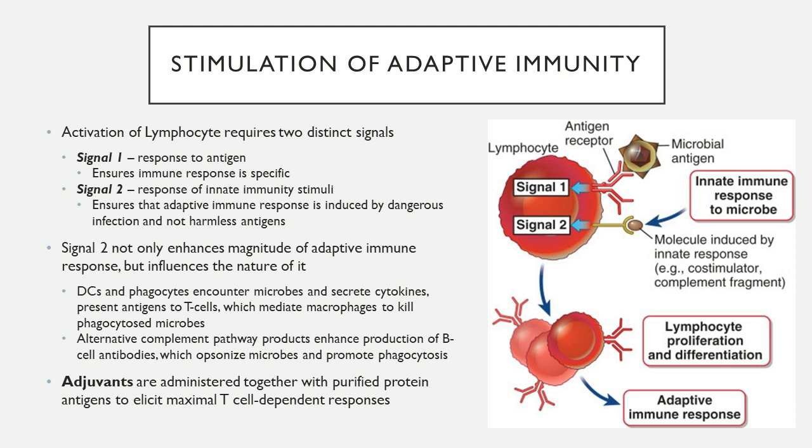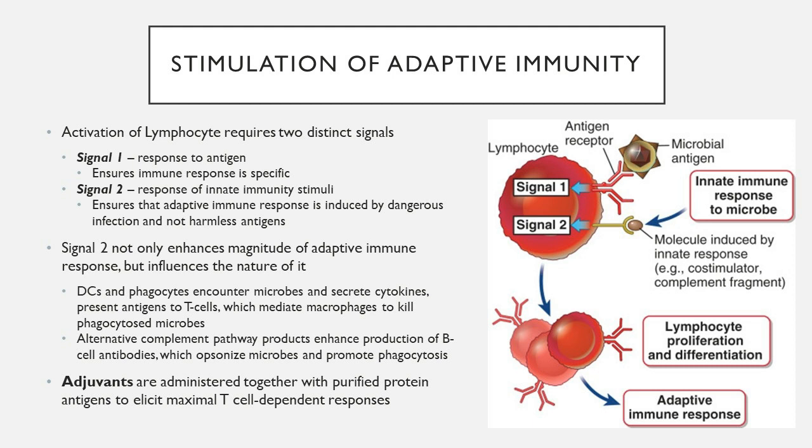Now, to close out this chapter, I just want to talk about the innate system's ability to stimulate the response of adaptive immunity. Now, the activation of lymphocytes isn't just simply a recognition of an antigen. It requires two distinct signals. One is the response to an antigen, like through a T cell or a B cell receptor. And the second signal is a response from innate immunity stimuli. This is called the two-signal hypothesis.